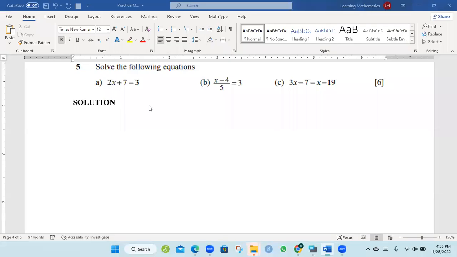Number 5 says to solve the following equation. So now we have an equal sign. We have to solve the equation. Let's start with part A.